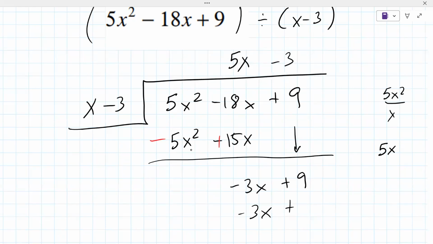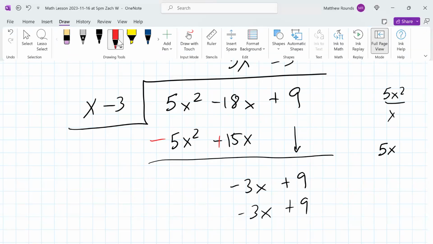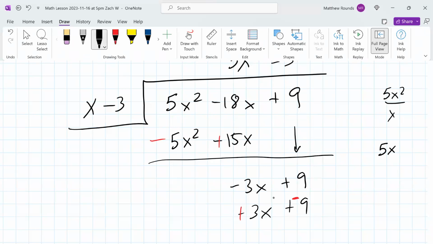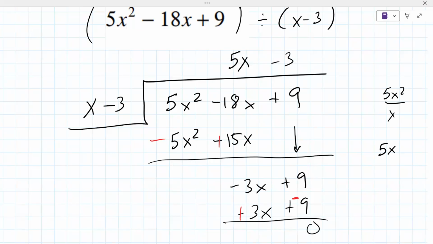Oh, wait, no. Yes, right? Yep, and then you change the signs. So sometimes it does equal 0. Does equal 0. And it would just be plus 0 in this scenario.